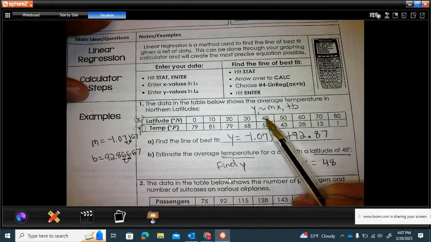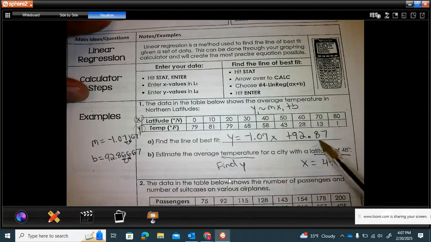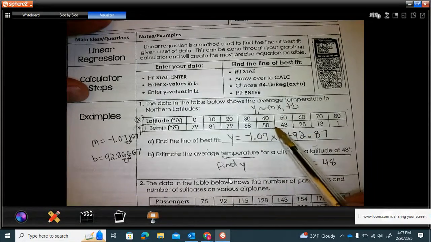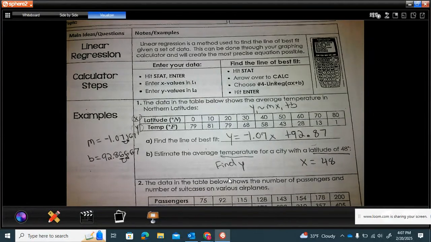And if you look, we don't have a latitude of 48, right? We have a latitude of 40, we have a latitude of 50. So I would believe that my answer should be in between these two, but I have to actually use the equation to get a value that is not on my charts. That is what linear regression is. It's basically you're using your equation to estimate data that you actually don't have data for. Like you're using your line of best fit to predict what the value would be.